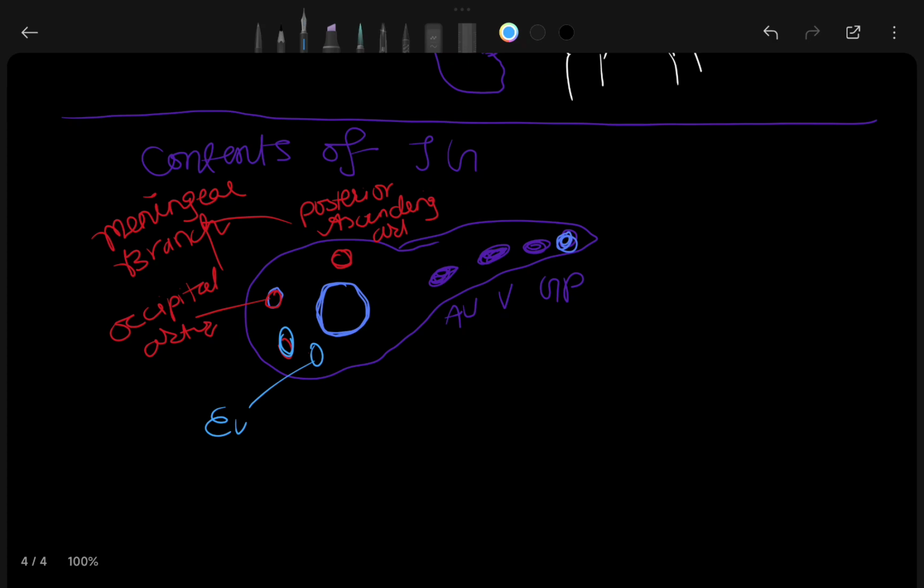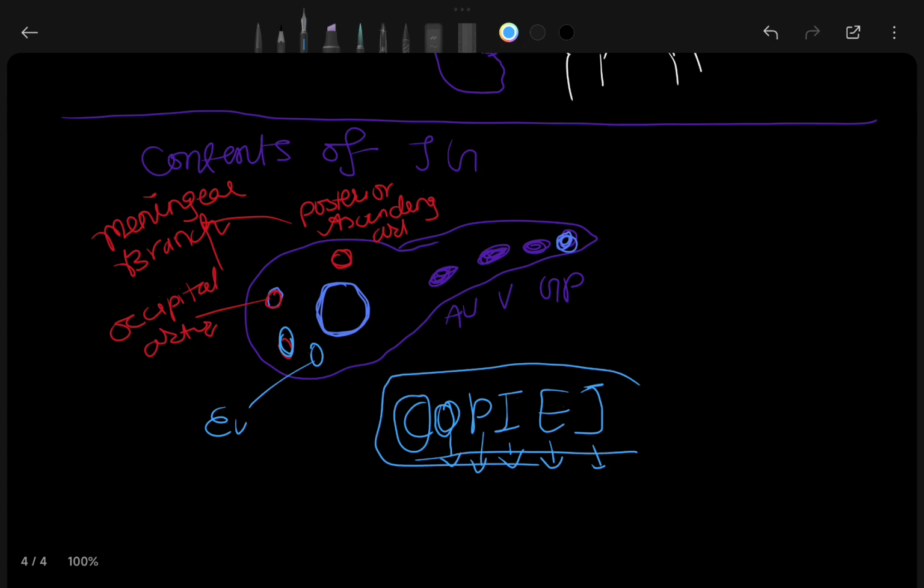So you can go through mnemonics for this. Three cranial nerves; the second one is the occipital artery; this is the ascending pharyngeal artery; this is the inferior petrosal sinus; this is the emissary vein; and this is the internal jugular vein. These are the contents of the jugular foramen.